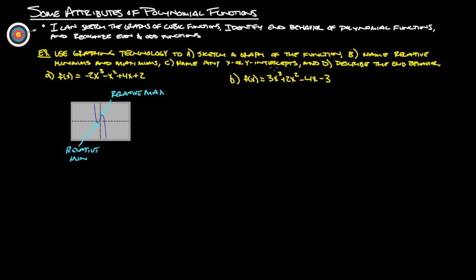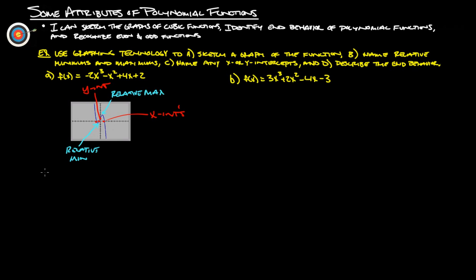Okay, and then name any x or y intercepts. So here's our, let's find a different color here. So here's our y-intercept, right? And then there's 1, 2, 3 x-intercepts. Okay. And then describe our end behavior.